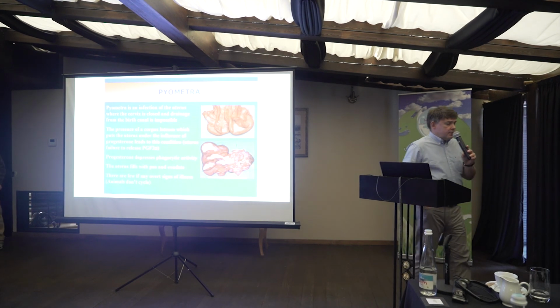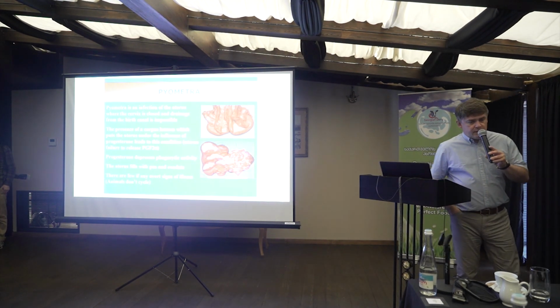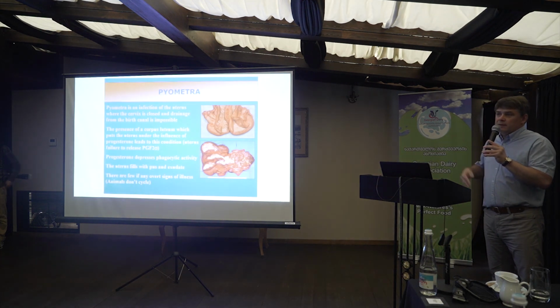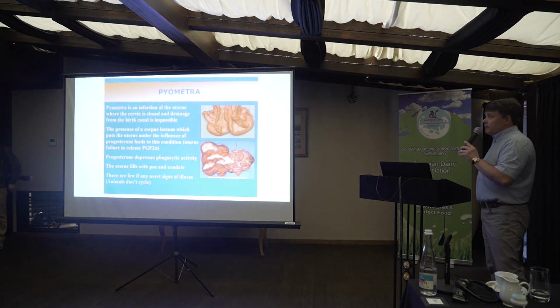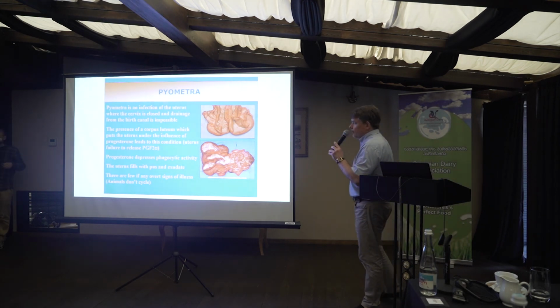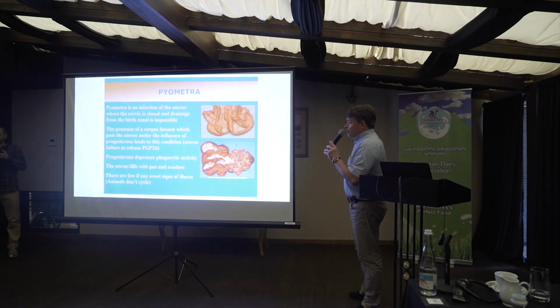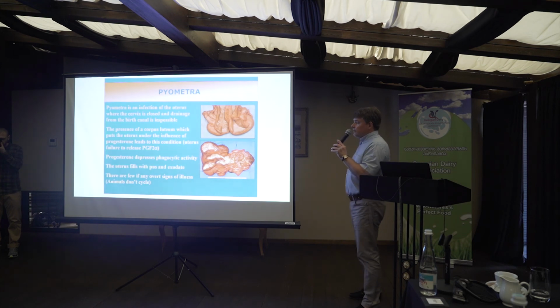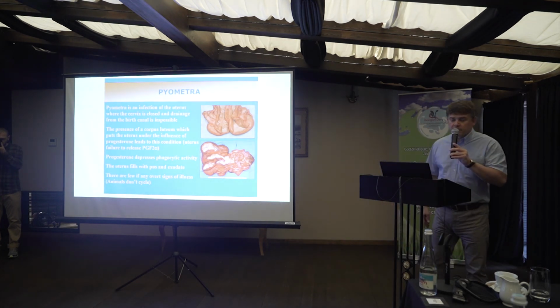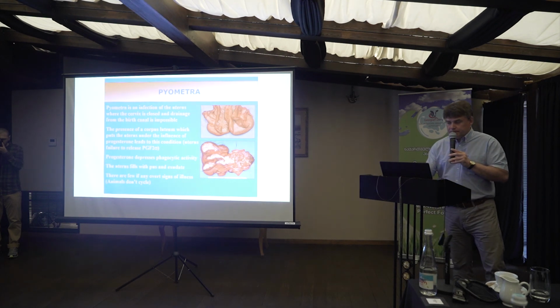The reason is that this purulent liquid, which is inside the uterus, does not let the endometrium release the prostaglandins, those prostaglandins which will destroy the corpus luteum. And as it is so, those animals will never cycle. We will not see the estrous cycles.